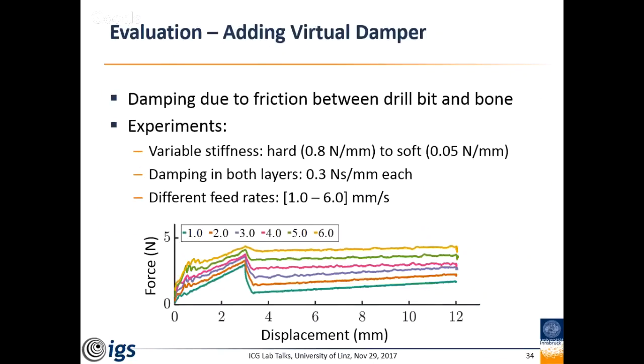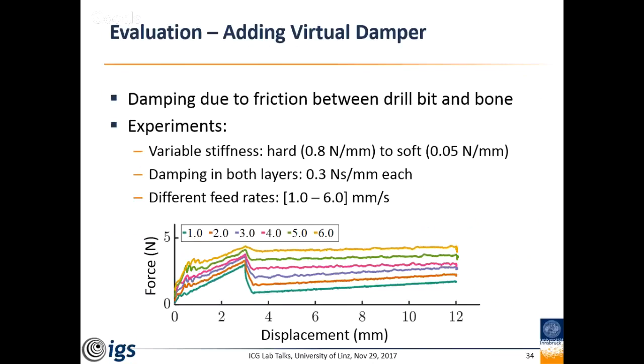Final measurement here, where we also included damping into the model, so not only linear elasticity, but some energy dissipation depending on the velocity. So again, there's a stiffness jump here from higher stiffness after 3 mm to lower stiffness. So these are the different slopes that we have here. But now we also have different feed rates, so different velocities. It was controlled with an external robot from 1 mm per second to 6 mm per second.